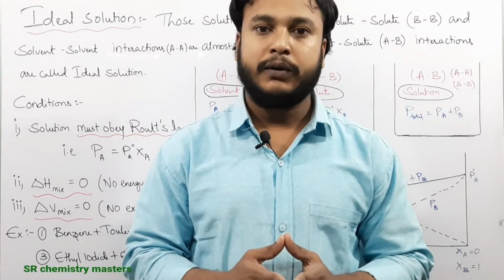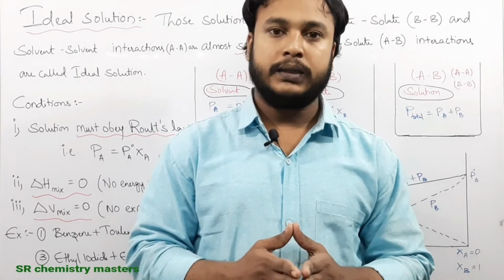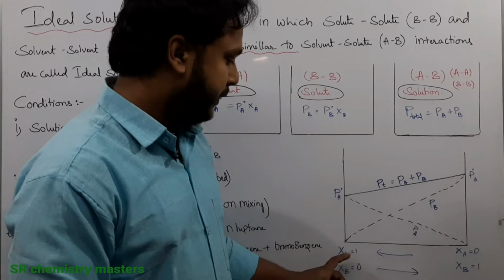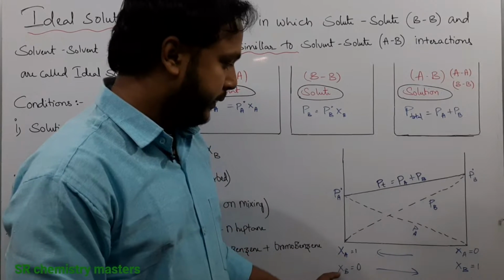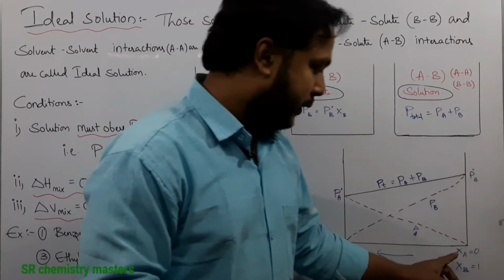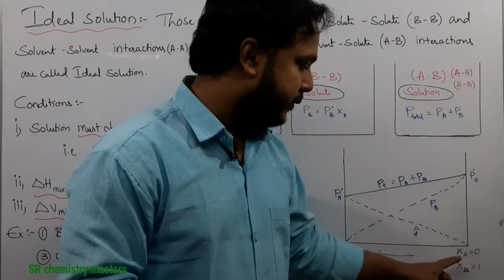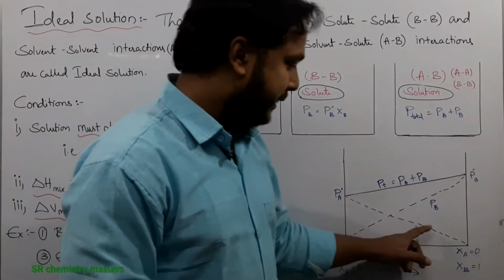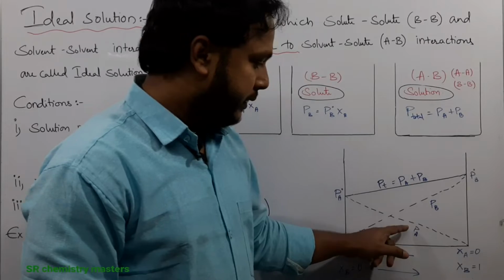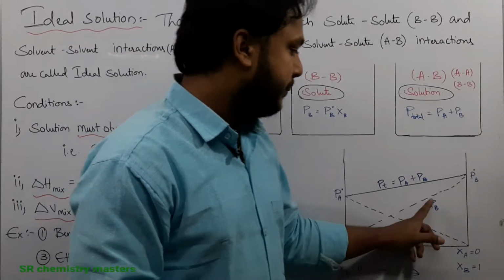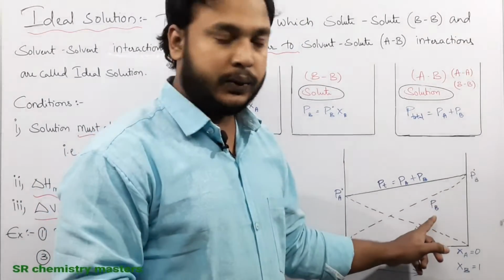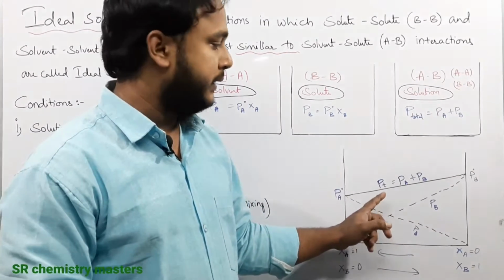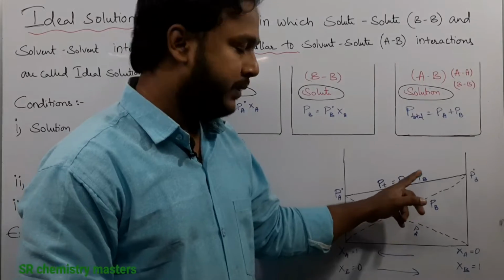If we draw the graph of the ideal solution, we are going to get a graph like this. Here the mole fraction of the solvent is 1, solute is 0. When it comes to this point, the mole fraction of the solvent is 0, solute is 1. And this line shows the partial vapor pressure of the solvent. This line shows the partial vapor pressure of the solute. This line which is on the top shows the total pressure, that is equal to PA plus PB.